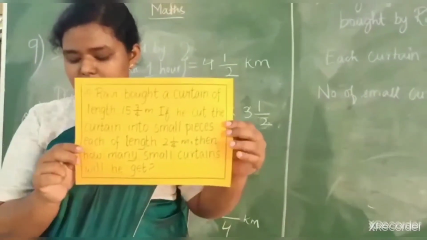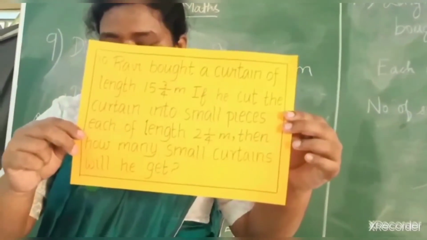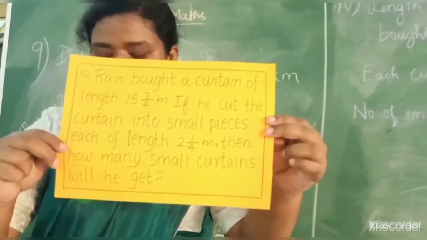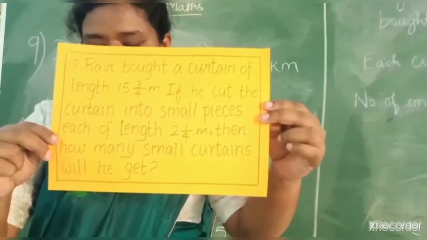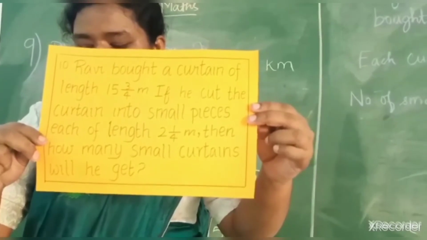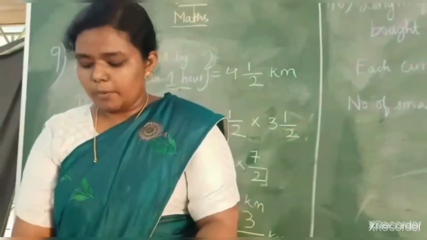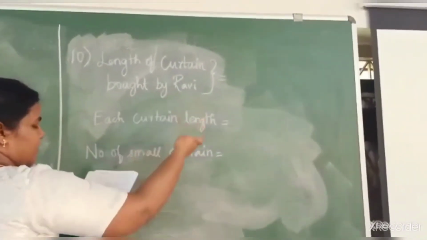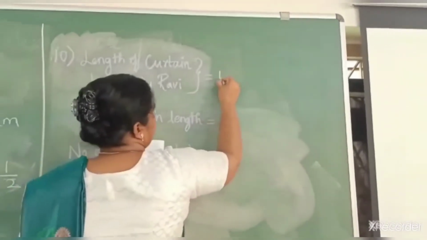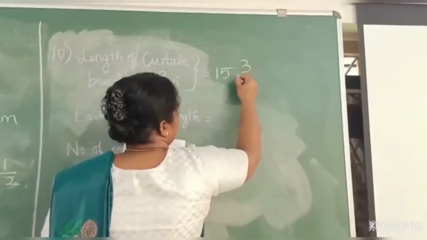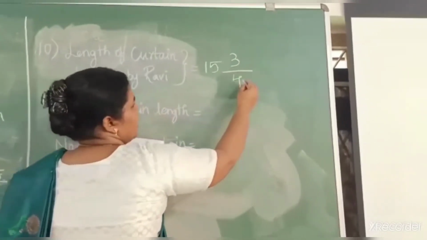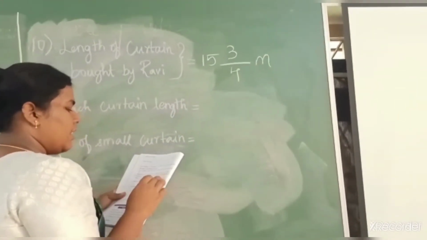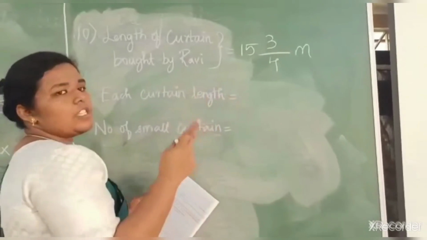So the 10th sum is: we bought a curtain of 15 3 by 4 meters. If we cut the curtain into small pieces, each of them 2 1 by 4 meters, how many small curtains will we get? So the problem is: Ravi bought how much length of curtain? The length of curtain bought by Ravi is 15 3 by 4. What is the unit used here? Meter. Okay, so he has to cut this curtain into small pieces.